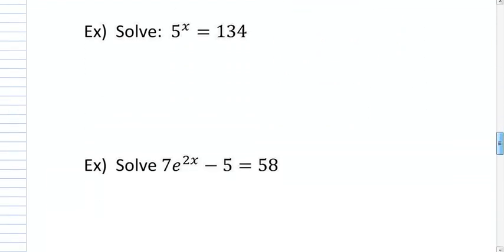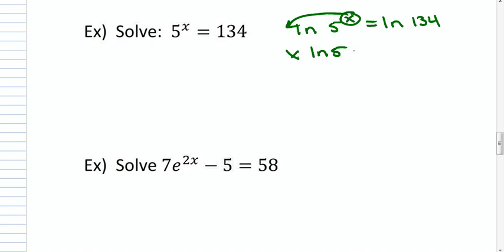So let's do the next one. Same situation, you have 5 to the x equals 134, so you're going to take the ln of both sides. The x is going to roll to the front. And then you're going to divide by the ln of 5. So that x equals the ln of 134 divided by the ln of 5, and it's 3.04.